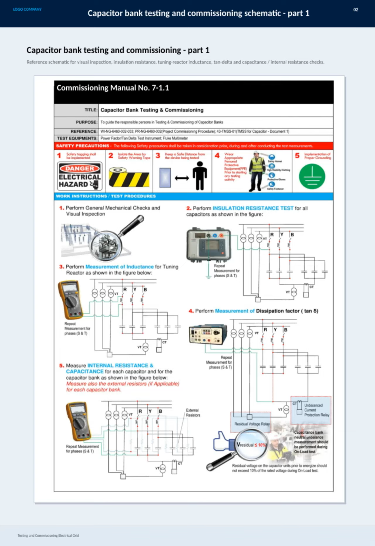Here we have the first part of capacitor bank testing and commissioning, focusing on the essential procedures needed to ensure proper function within the electrical grid. This slide presents a reference schematic that guides us through visual inspections and several critical tests, including insulation resistance, tuning-reactor inductance, tan delta, as well as capacitance and internal resistance checks. Each of these steps is vital to verify the integrity and performance of the capacitor bank before it goes online. Following the guidelines in Commissioning Manual Number 7 to 1.1 helps maintain consistency and reliability throughout the process.